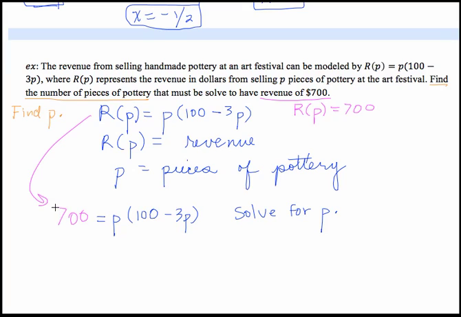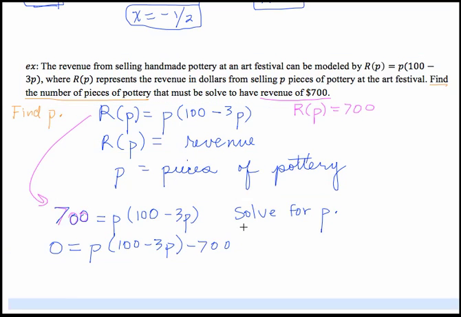Well, when you first look at this equation, let's make that blue. When you first look at this, it probably does not look like a quadratic. In fact, you may say, well, it's already factored on one side. That's true, but the other side is not 0. So we've got to move the 700 over. So that'll give us p times 100 minus 3p minus 700.